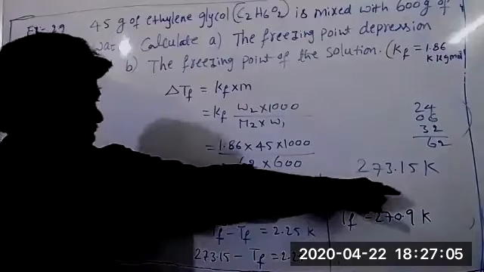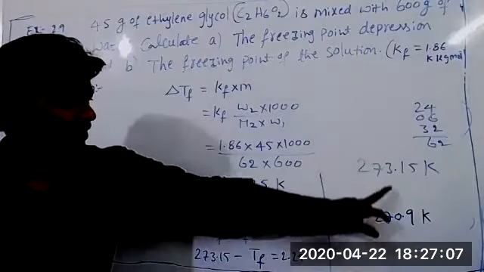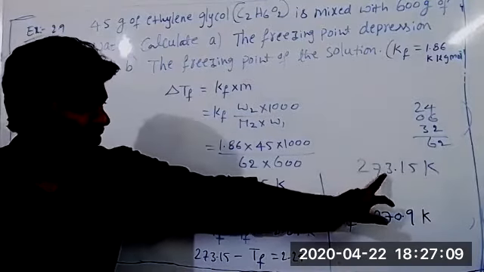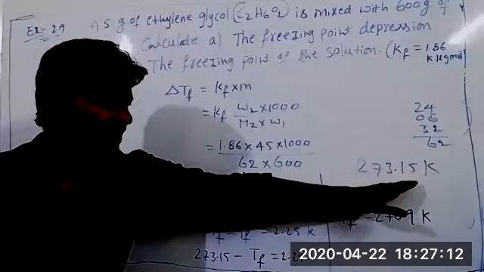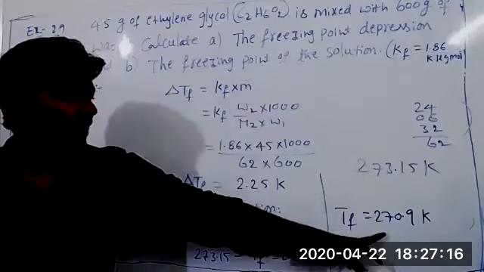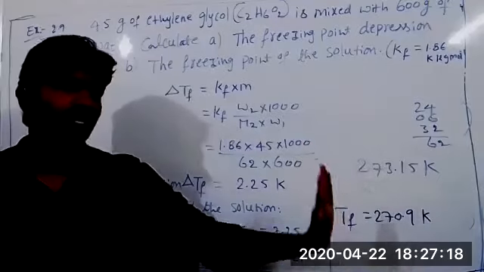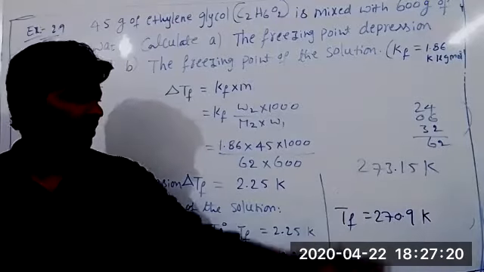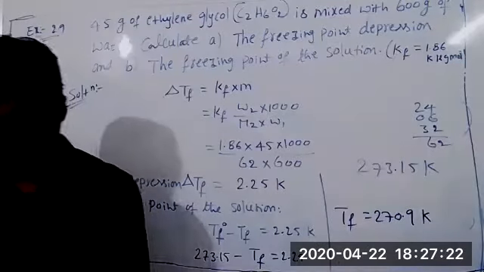Just to compare this value and this value. The freezing point of pure water is 273.15 Kelvin or 0 degrees centigrade. But when you prepare its solution, that freezing point must be below 0 degree centigrade or below 273.15.